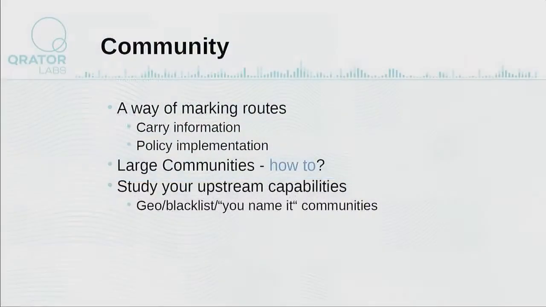But let's return to the community. Community is a great way to apply any policies that you want to apply in your network. And all communities have a problem in them. They are four bytes in length and they don't support four-byte ASNs. And this is why one or two years ago, large communities appeared.